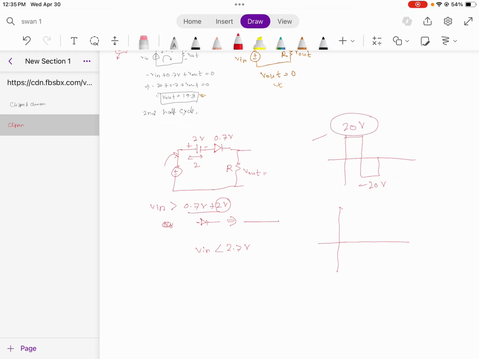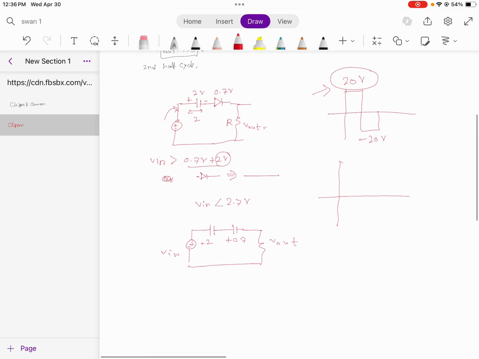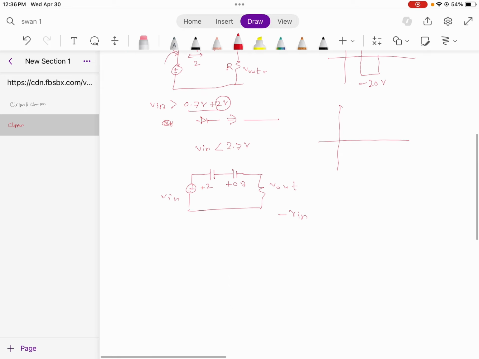But as our input is 20 volt, greater than 2.7, our circuit will look like this. There is a 2 volt drop and a 0.7 volt drop, so 2 plus 0.7, and the resistance which works as the output. If we write the voltage equation here, minus V input plus 2.7 plus V output is equal to 0 volt. Solving this, minus 20 plus 2.7 plus V output equals 0, so our output voltage will be 17.3 volt.